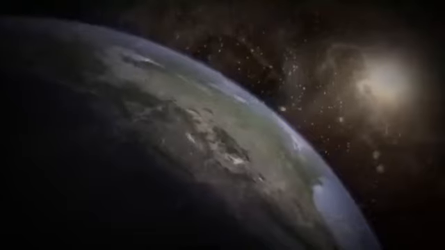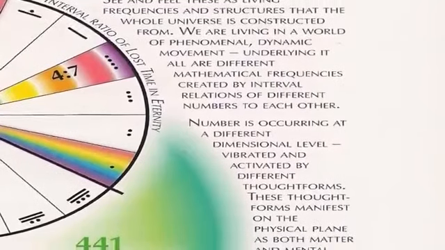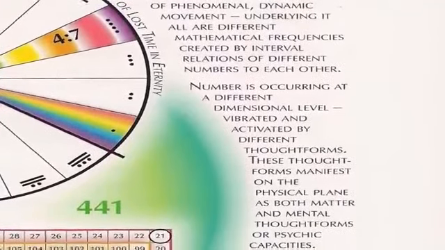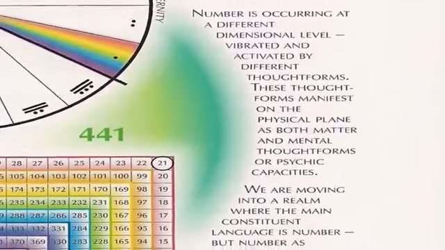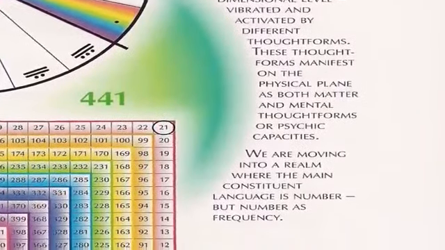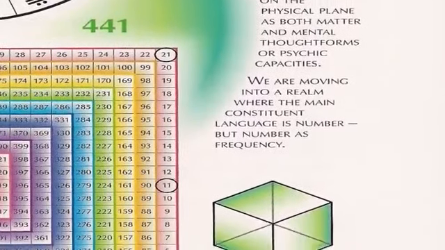These mathematical frequencies are created by interval relations of different numbers and the matrices of these interval frequencies. Numbers do not just exist in a straight line. In reality, numbers exist as components of a living matrix in which our bodies and minds are intricately woven.